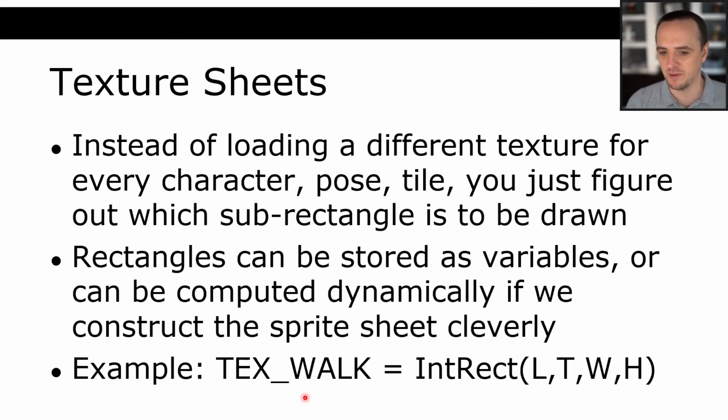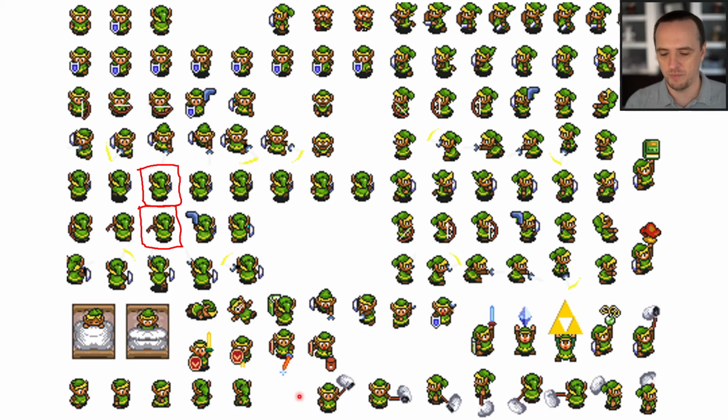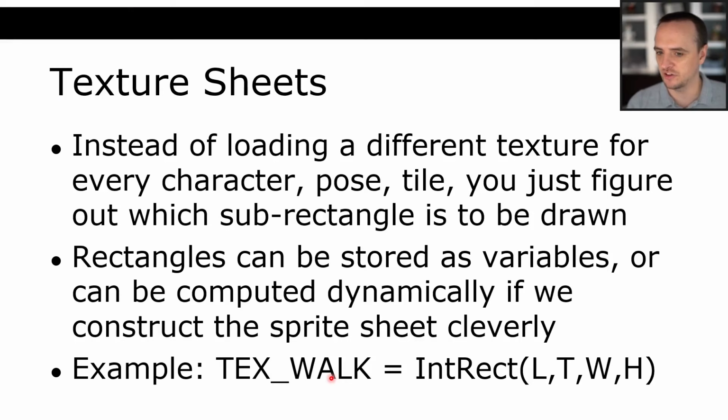But for example, you might be able to say, okay, well, back here, the first frame of the texture of walking for Link is at this rectangle. So we would have to specify, okay, the walking texture is specified at this rectangle within the sprite sheet, okay? Or we could have some other cleverer system for locating things.